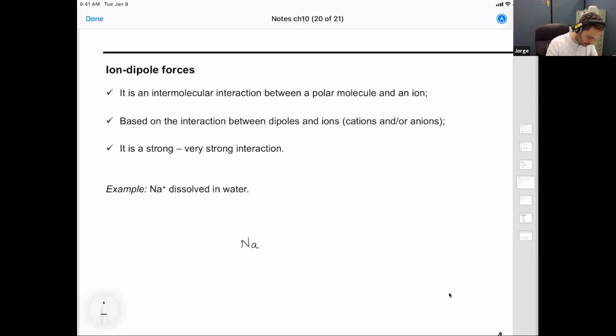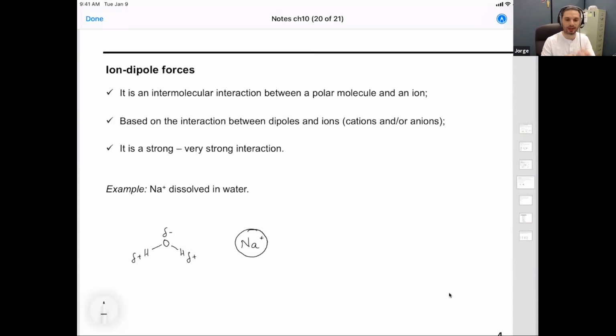Okay, so let's start here with sodium plus. So that has a very well defined positive charge. And we know that the water molecule is a polar molecule where there is accumulation of electrons on the oxygen. So therefore it creates a negative pole in the molecule. And therefore we have a delta plus on the hydrogens, okay? So deficiency of electrons.